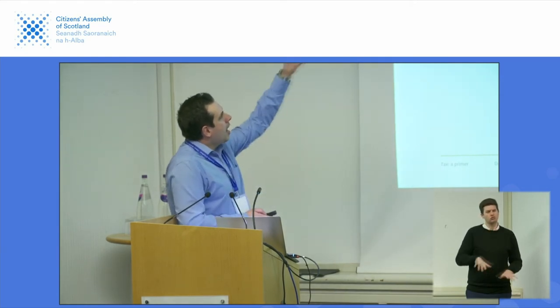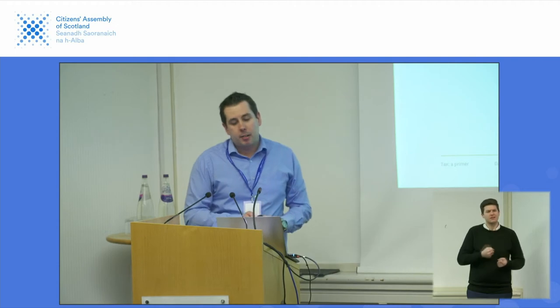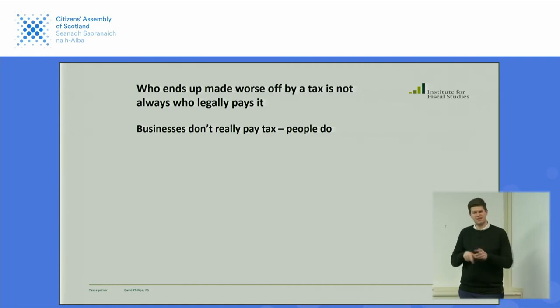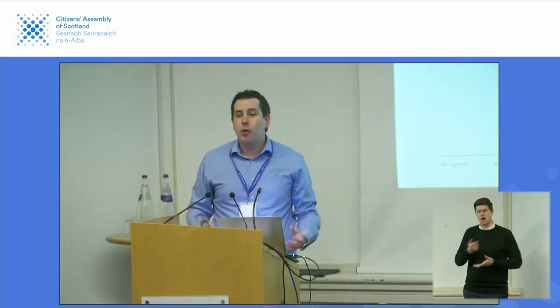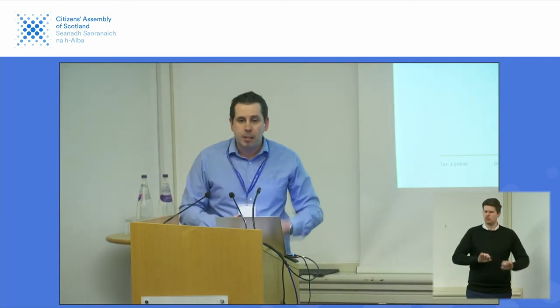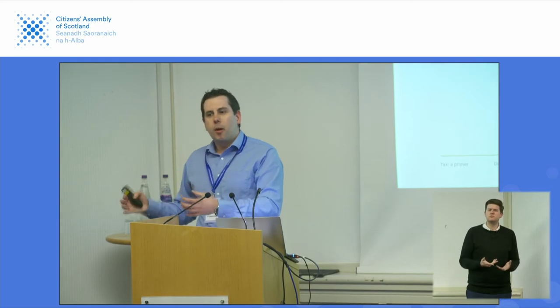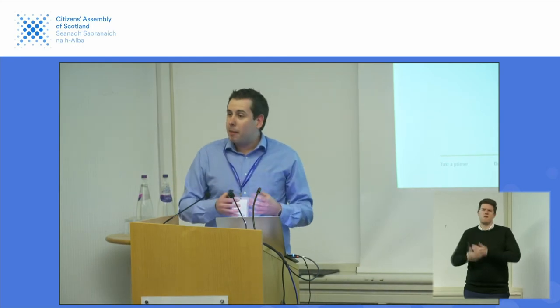Another key point that I think is really worth taking away is that who's made worse off by tax is not always who is legally paying it. So businesses, for example, don't really pay tax. People do. So whilst businesses might be responsible for paying taxes over to the tax man, it's never actually them that's made worse off. Businesses are just a conduit. Ultimately, behind every business are real people. There's the employees, there's the shareholders, there's the customers. And it's one of those that's made worse off by a tax. So in thinking about taxes, don't think that putting more tax on business means it's a free lunch. It means you need to think about who is ultimately going to be affected by those taxes.